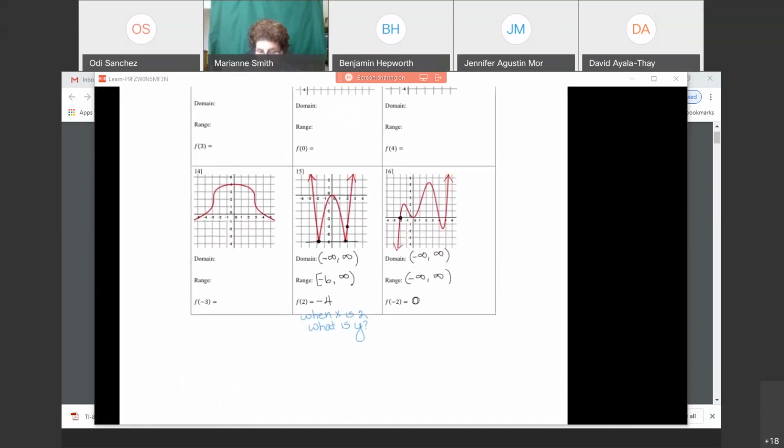Basically, what this notation means, and the reason why they put this question here, is it's asking you when x is negative 2, what is y? So you go on x, which is your horizontal axis, till you find negative 2. And then you would go up or down to the function to see what the y value is. Well, the function happens to cross the x-axis right at negative 2, and on the x-axis, y is 0. So I'm going to just type that in the chat.